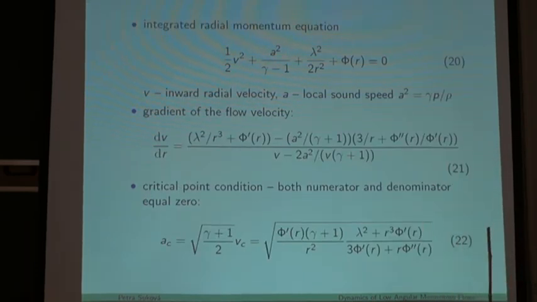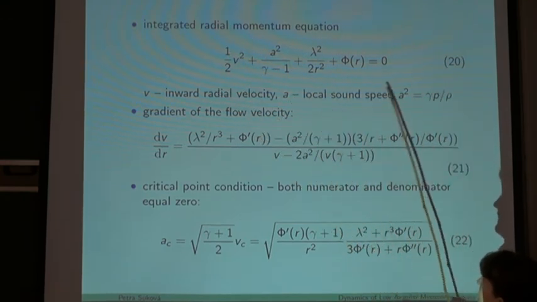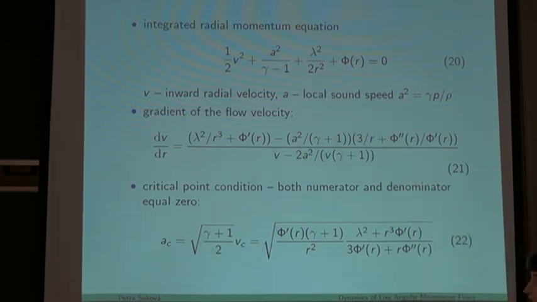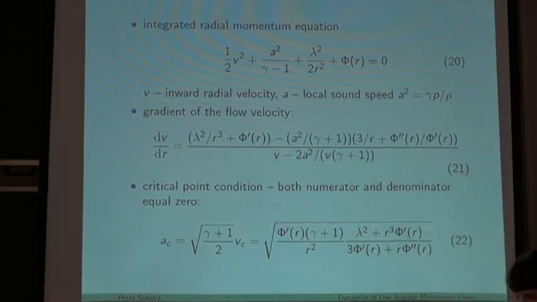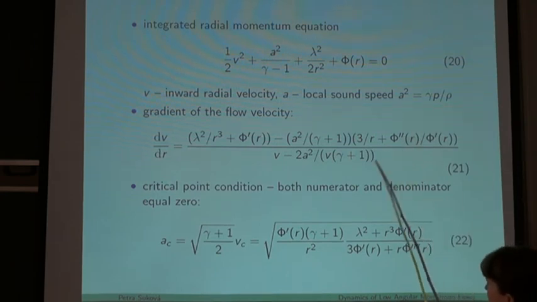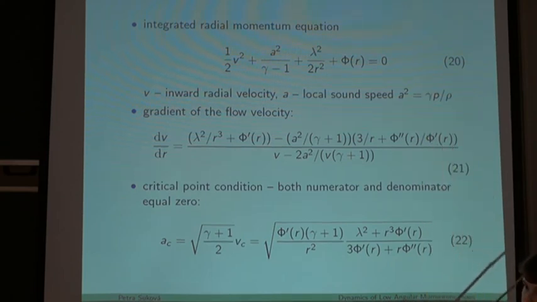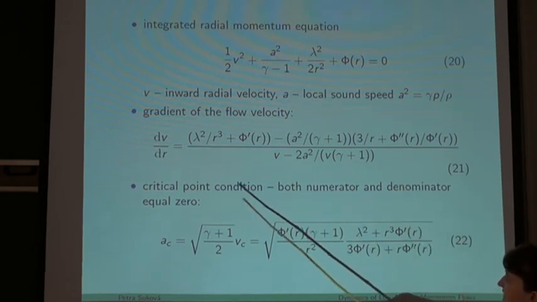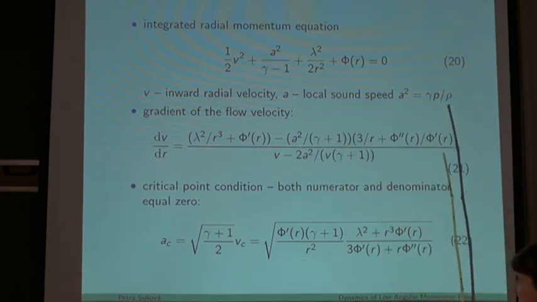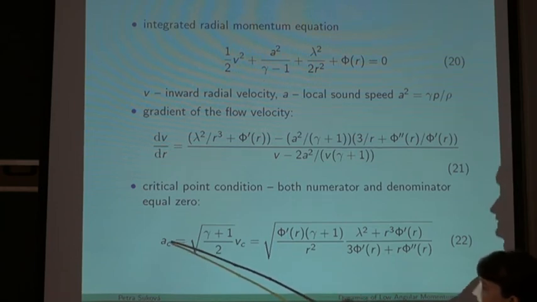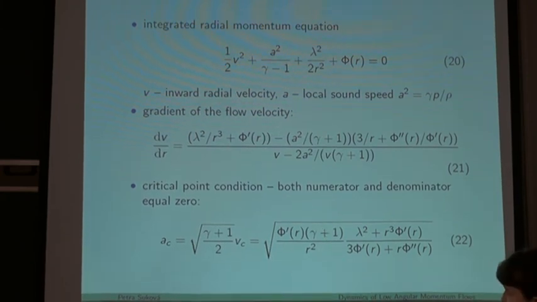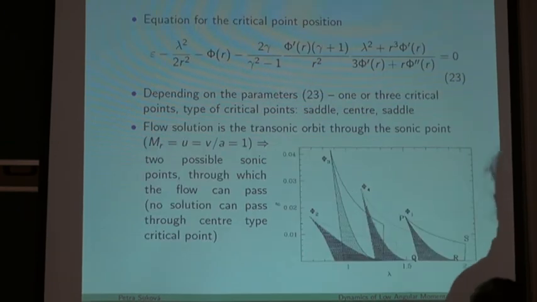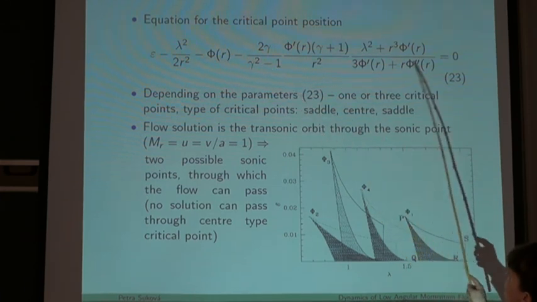And how is it going? In that case, the integrated radial momentum equation also contains a term related to the angular momentum, and we can compute the gradient of the flow velocity. Now we are supposing that our flow is physical and smooth. So at the points where the denominator goes to zero, the numerator also has to go to zero for the flow to be smooth. This is the critical point condition, making both numerator and denominator equal to zero. From that we can compute the sound speed and the velocity at the critical point like this. If we put this expression back into equation 20, we can get the equation for the location of the critical points, which looks like this.